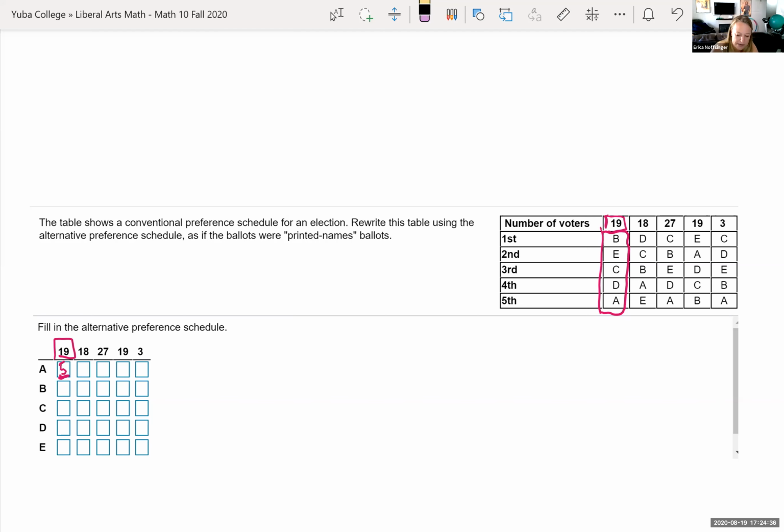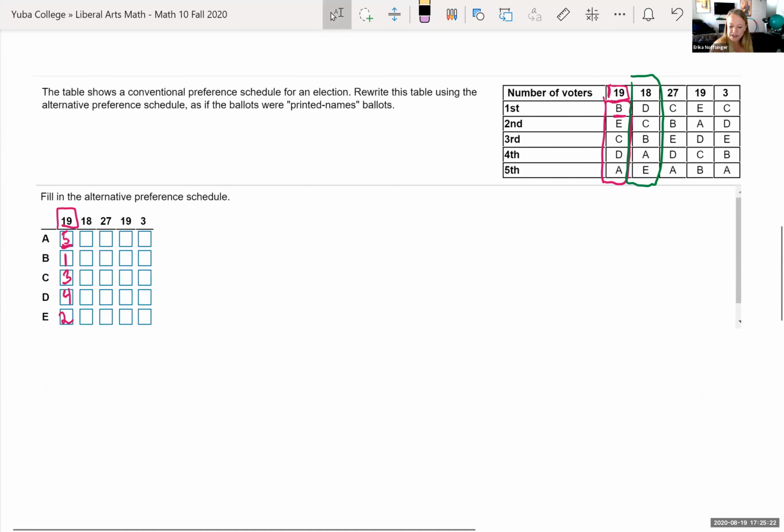So go now to candidate B. Candidate B, they were ranked as first. Candidate C, looking at C in this line, they were third. Candidate D, they were fourth. And E was second. Okay, so we can continue down. Looking at the 18 people that voted D first, C second, B third, A fourth, and E fifth, we want to go down and put the ranking of each candidate from these 18 votes. So A was fourth, B was third, C was second, D is first, and E is fifth.